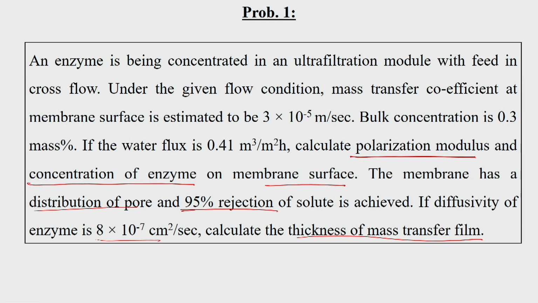This we can say delta. So, we need to get Cm by Cb, then Cm, then rejection is given, then we need to get delta. These values we need to get by solving this problem. Now, we will be solving this very simply. Whatever the given values are, we will be writing them now in the beginning.